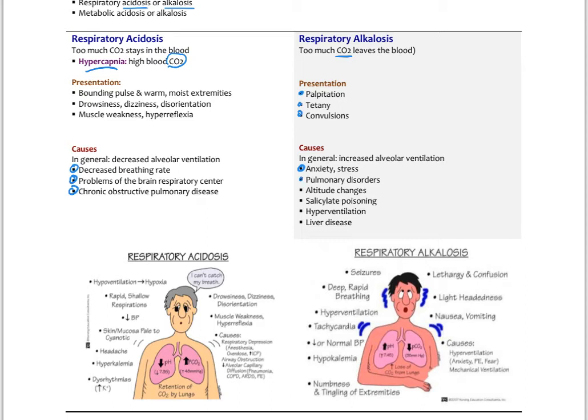Different pulmonary disorders, altitude changes, salicylate. Salicylates are the precursor to aspirin. Poisoning from that, hyperventilation again, and then liver disease can all cause respiratory alkalosis. So that's kind of the two polarities there. Again, we'll look at metabolic acidosis and alkalosis with the kidney section, but this is the role of the lungs to maintain that.